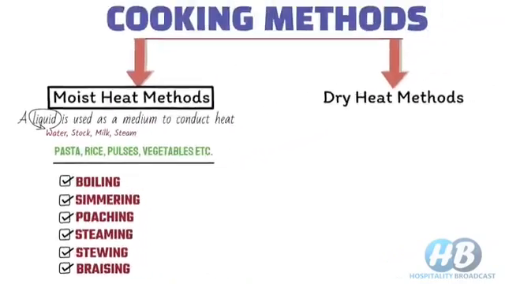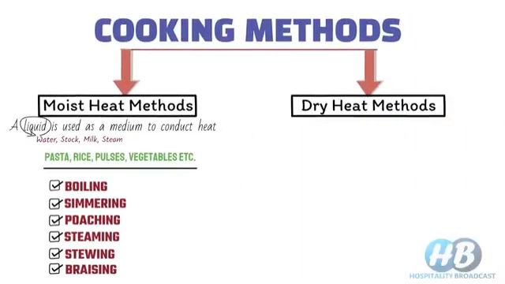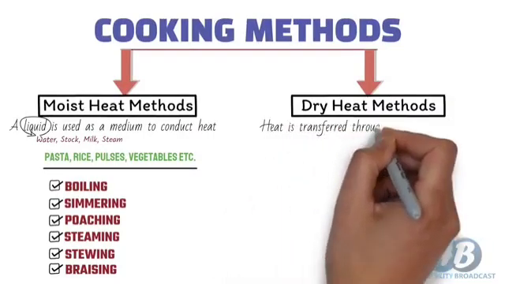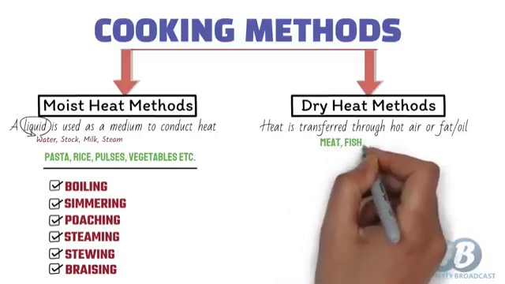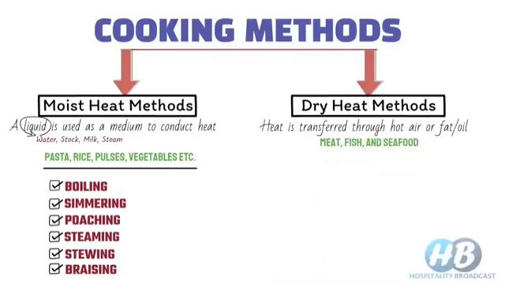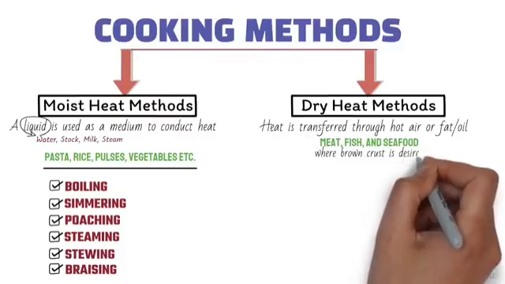Let's move to the second category, that is dry heat methods. In dry heat methods, heat is transferred through hot air, fat or oil. The methods are suitable for food that are rich in proteins like meat, fish, seafood, as well as where crust or brown outer appearance is desired.